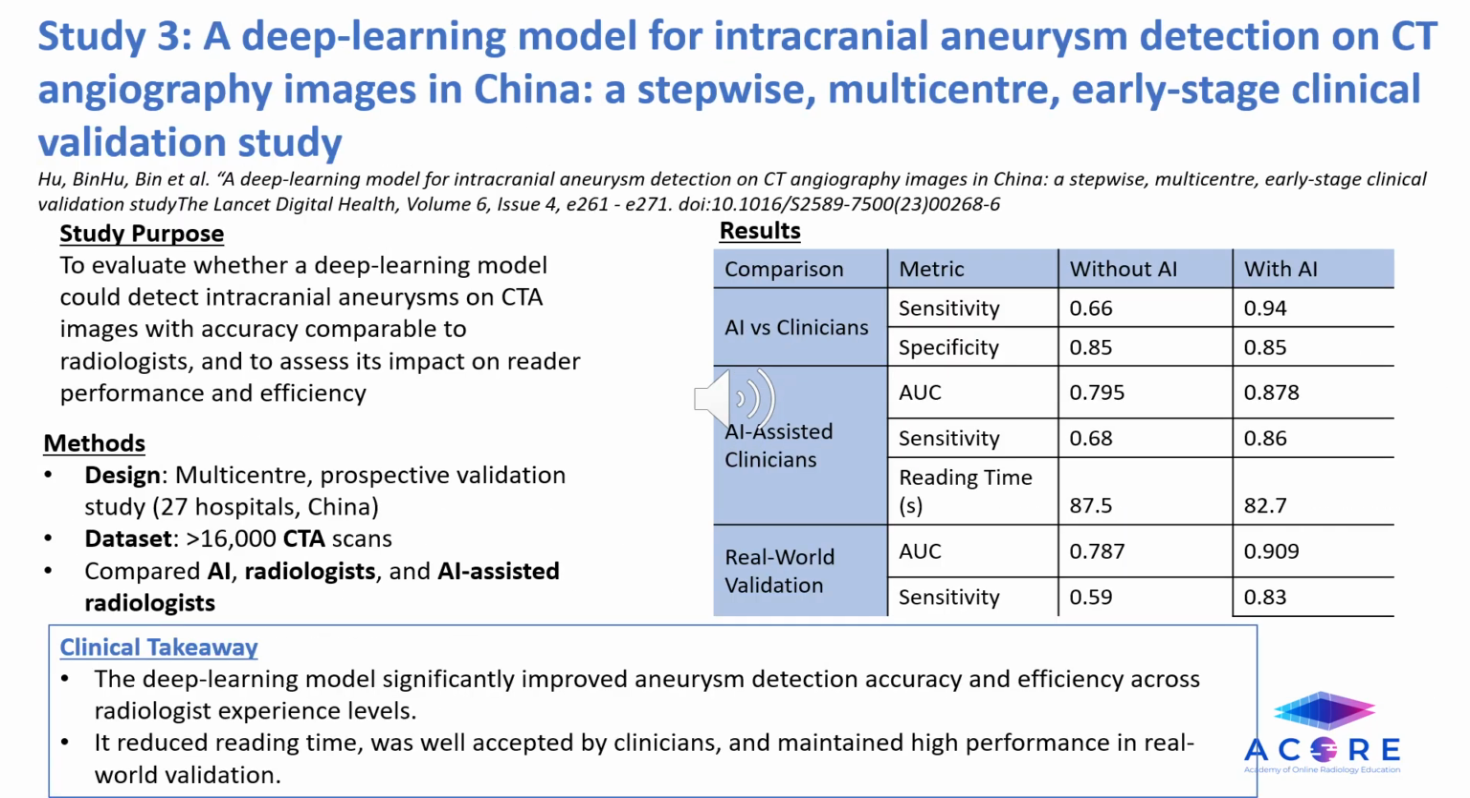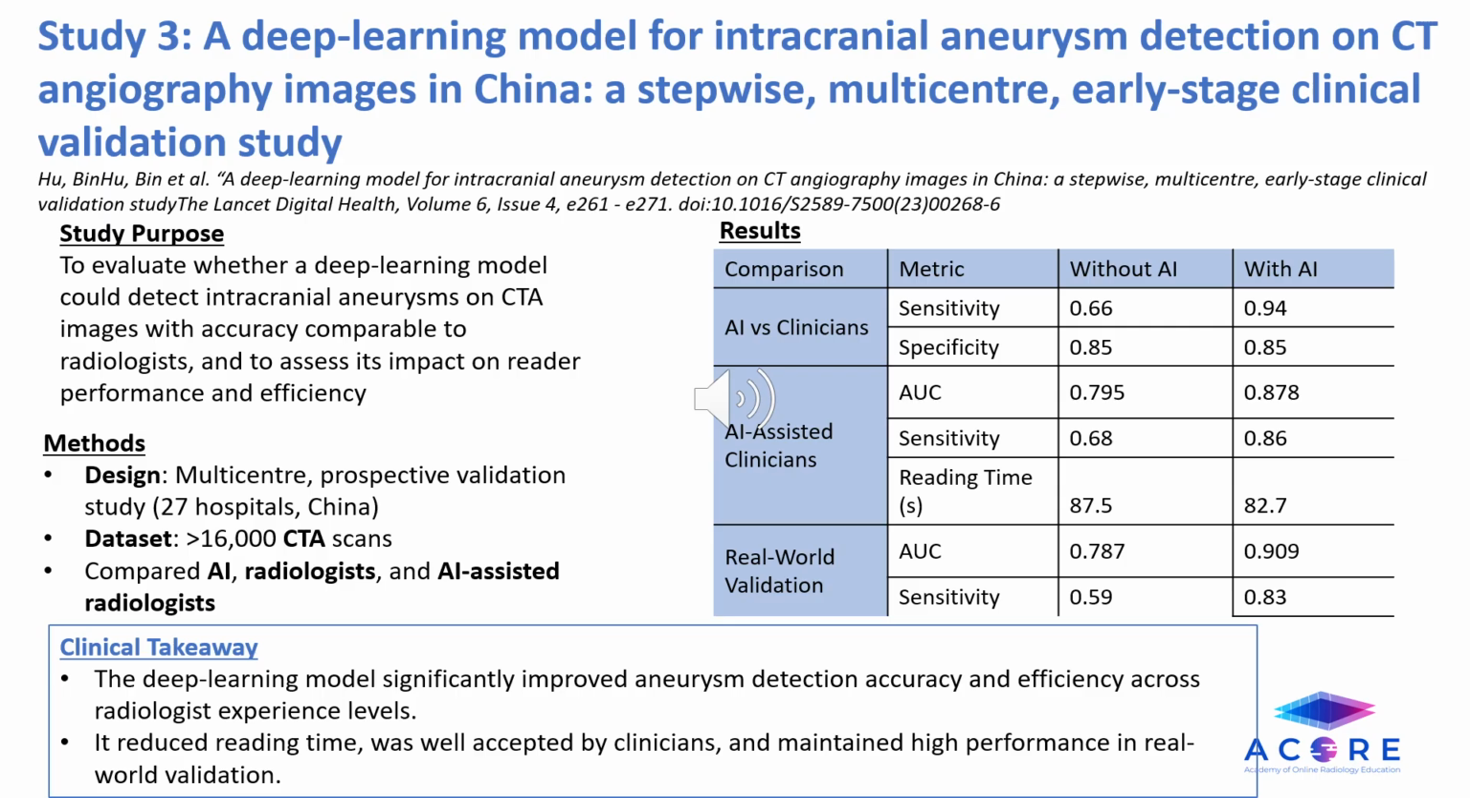The third study I'll talk about is by Hu et al., published in the Lancet Digital Health in 2024. This was a large, multi-center validation study conducted across 27 hospitals in China with over 16,000 CDA scans used to train and test the deep learning model for intracranial aneurysm detection. The study was designed to evaluate how well AI performs compared to radiologists, and whether it can actually improve radiologists' accuracy and efficiency when used as an assistance tool.